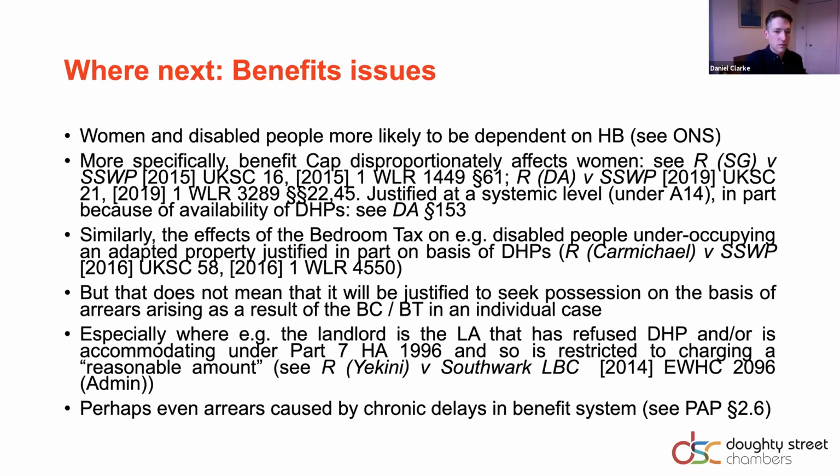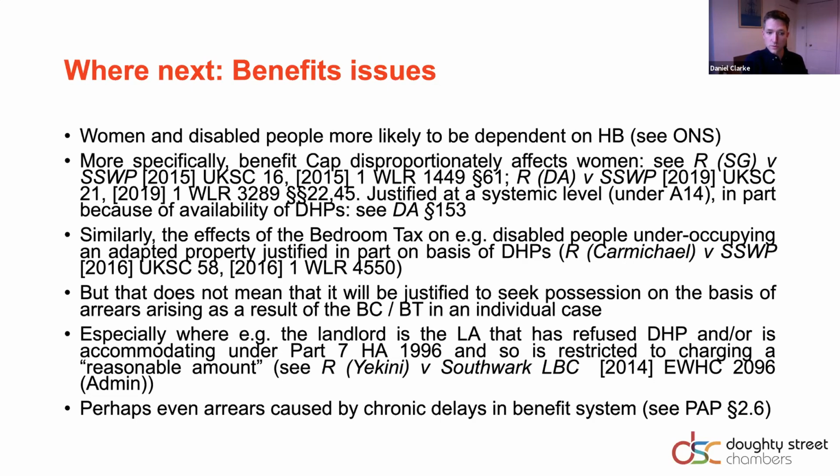But the fact that these aspects of the system will disproportionately affect particular groups opens the door to at least requiring the local authority, or non-local authority landlord, to justify those decisions. And I suggested that that's particularly the case where the landlord is the local authority that's refused the DHP, or, for example, where the landlord is a local authority accommodating under the homelessness provisions in Part 7 of the Housing Act, and so is statutorily restricted to charging a reasonable amount. And there's a case of Lucchini and Southwark, which says that that reasonable amount may be nothing.